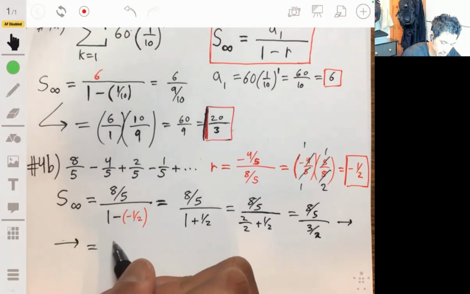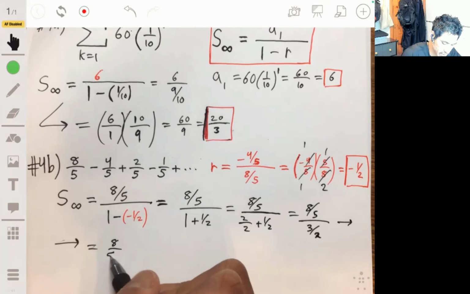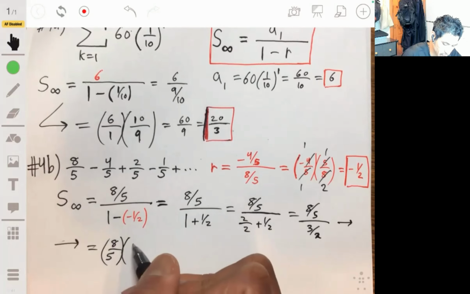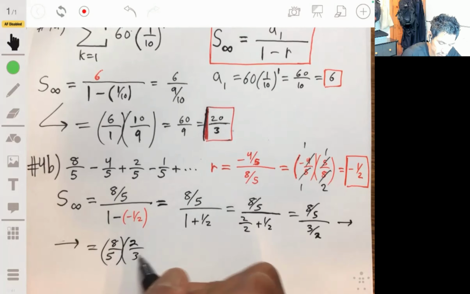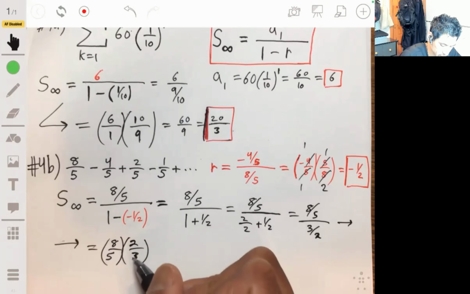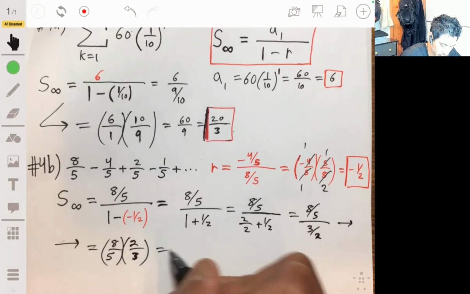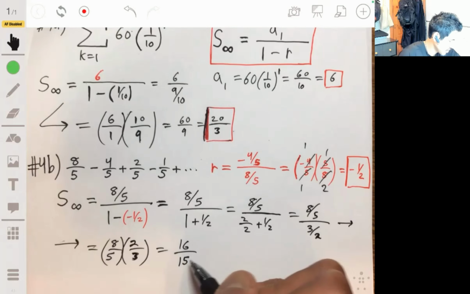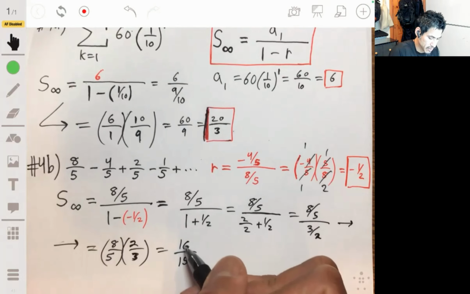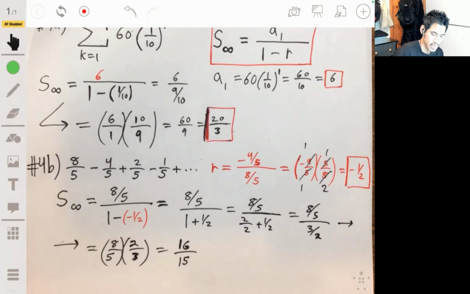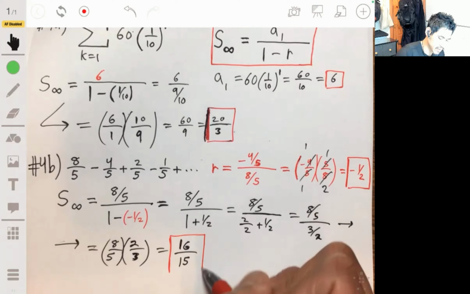Simplifying, we'll get 8/5 times 2/3, which will give us 16 over 15. And we can reduce that. And so that'll be our answer.